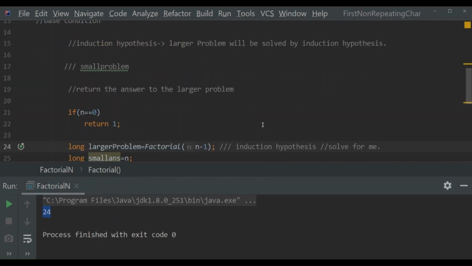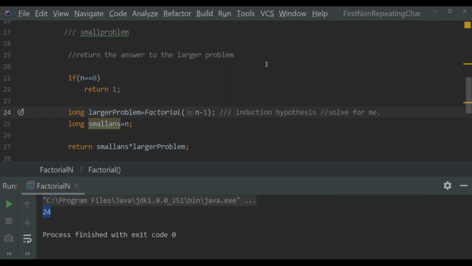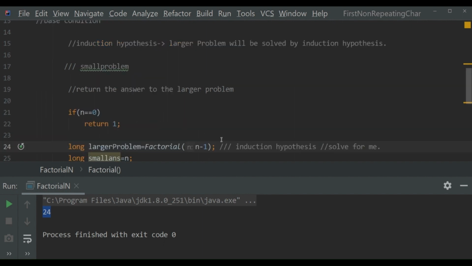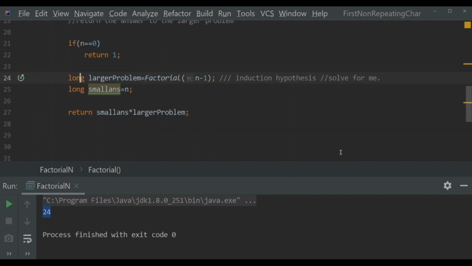In the successive videos, I'll create a series on recursion and will solve tough and complex problems using just this induction hypothesis.